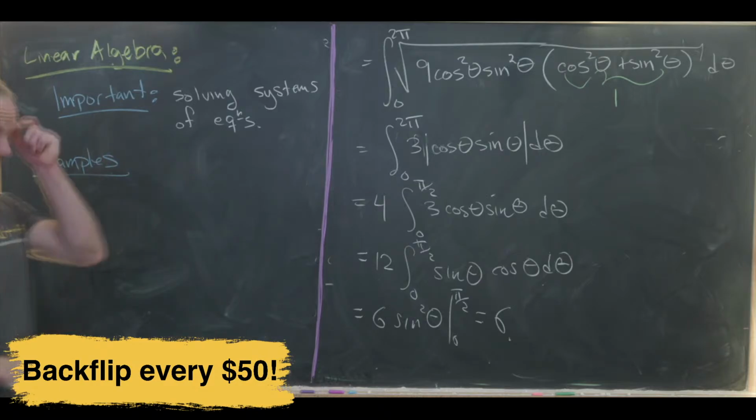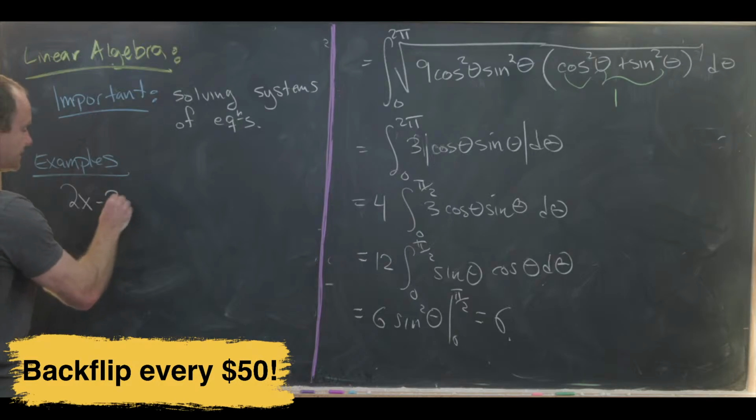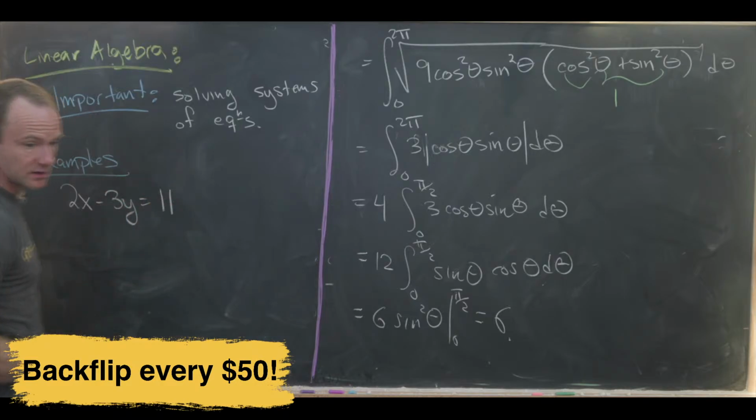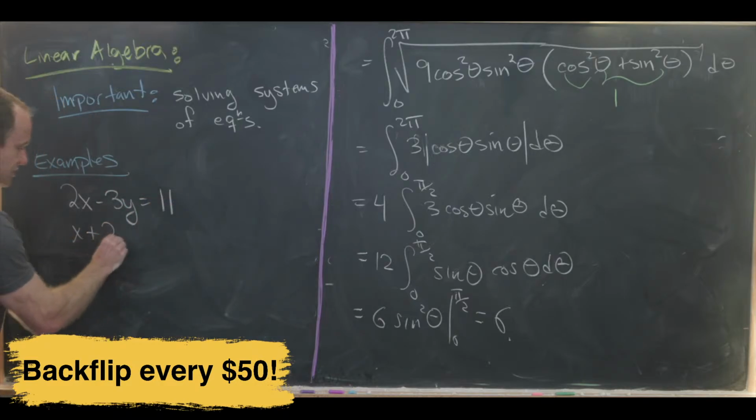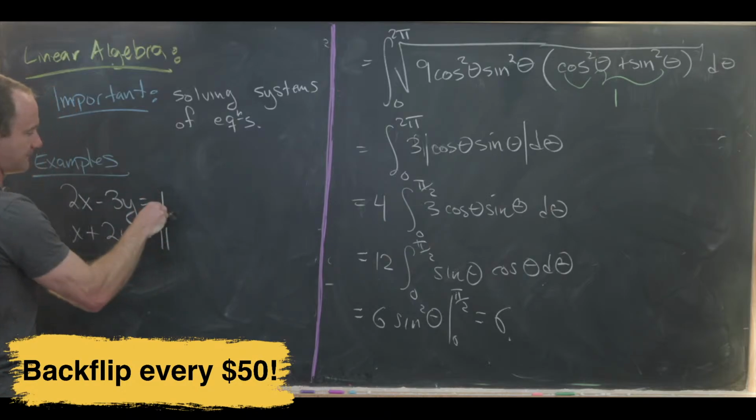Yeah, so I would say let's do some examples of systems of equations. So we've got 2x minus 3y equals 11. x plus 2y equals 11. This should be a 1. Okay.